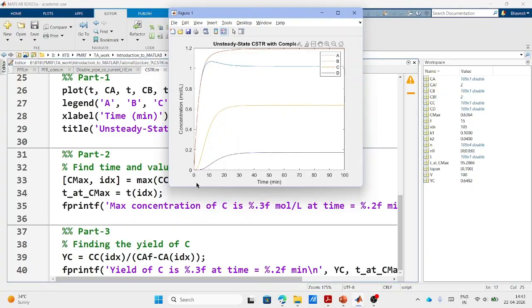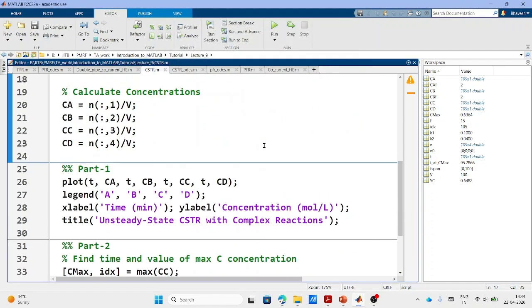Since A and B are the reactants which are being added, their concentration increases drastically. But after some time, A is being consumed more, so its concentration reaches some steady state. Similarly for B, and C and D are being produced, so they reach it too. After some time you will reach a steady state, where your gradient will become zero. Correct? So this is one aspect.